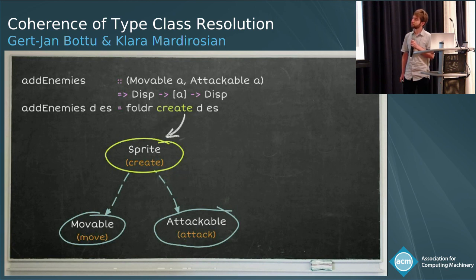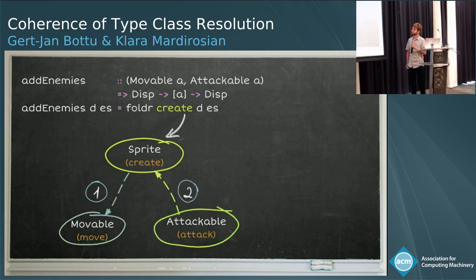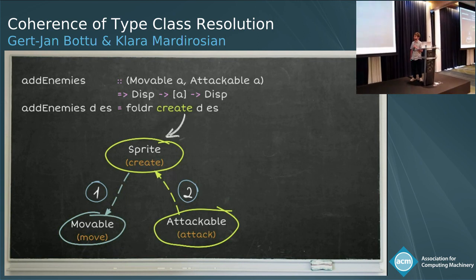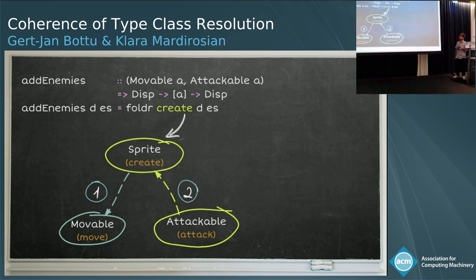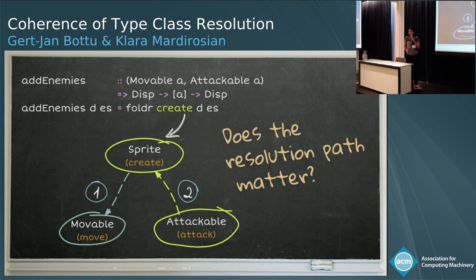So actually the question is, when I resolve the create function, I think there are 2 ways to do that. One as a superclass of Movable, or as a superclass of Attackable. And I wonder whether these 2 options might bring me unexpected results. Right, so I see what you mean.